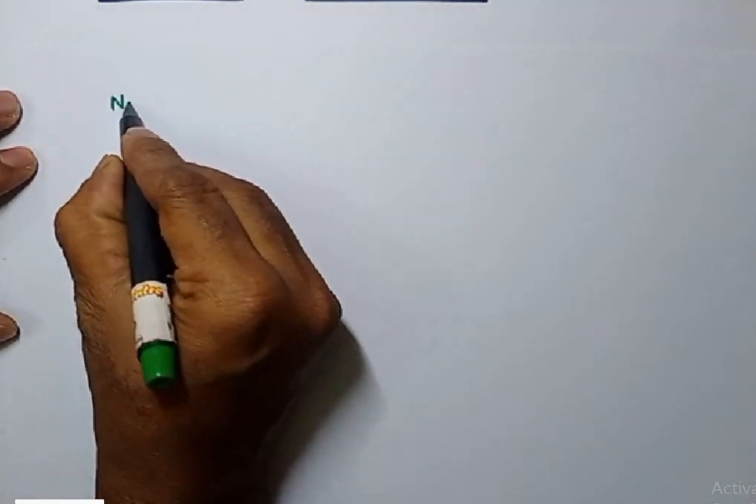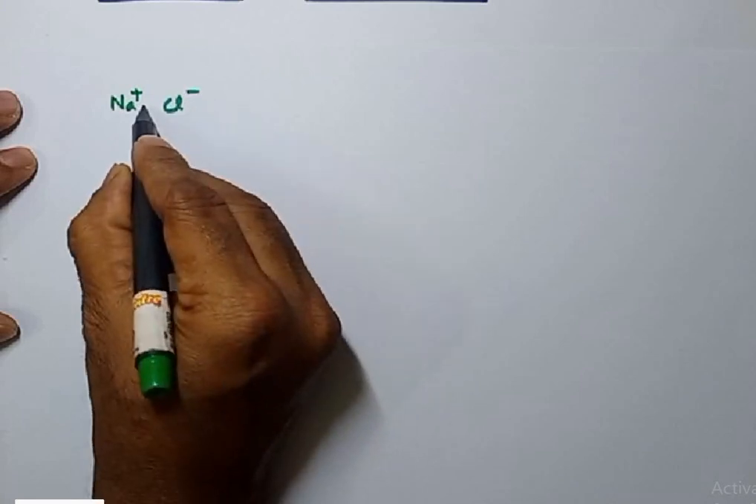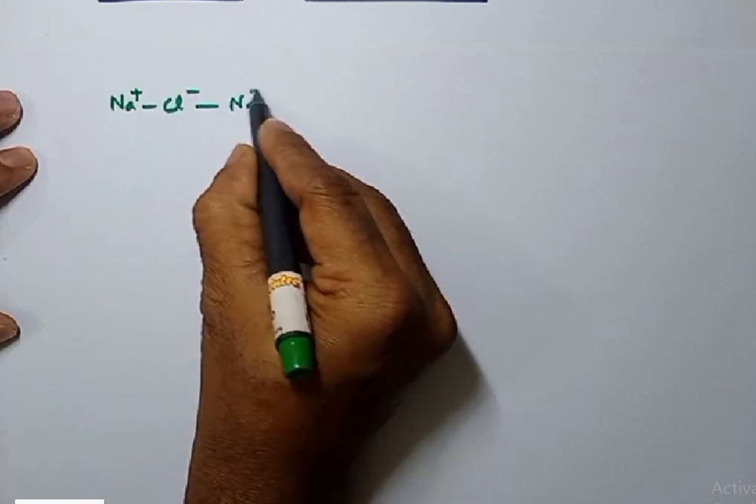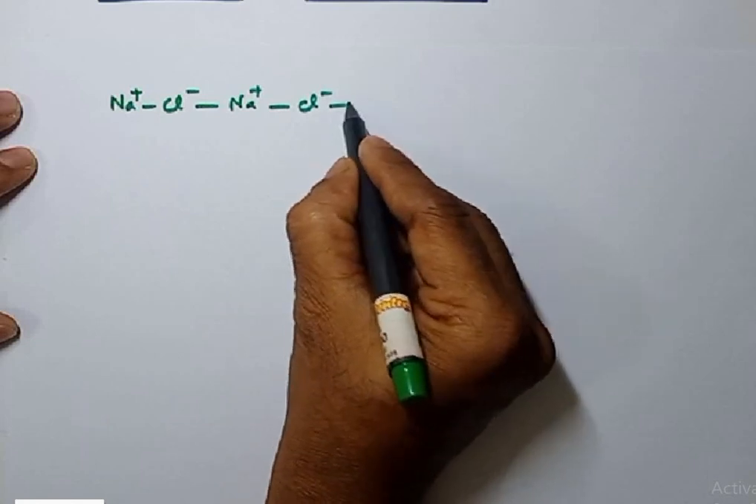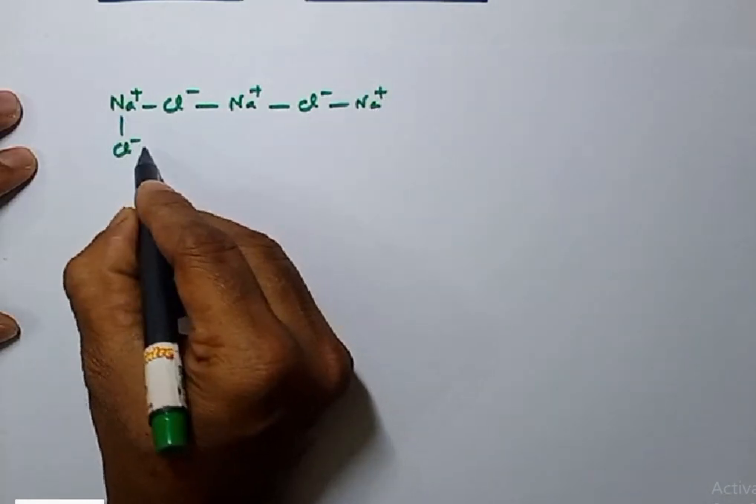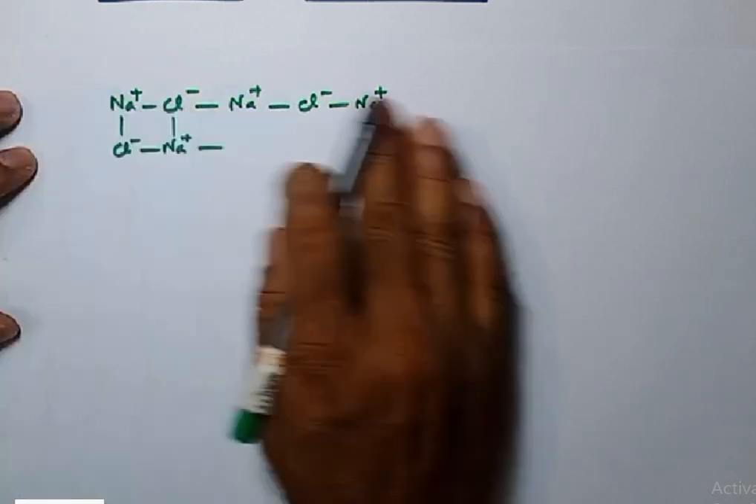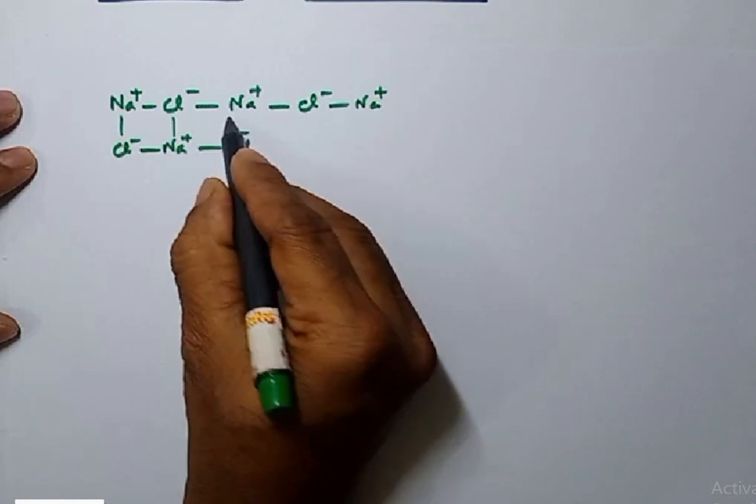Listen, I'll draw like this. Na plus. Okay. Then we have Cl minus adjacent to that. Then again Na plus, then Cl minus. Na plus, Cl minus. The crystal goes like this. Then Cl minus, Na plus. I'm just drawing one layer of the crystal lattice.